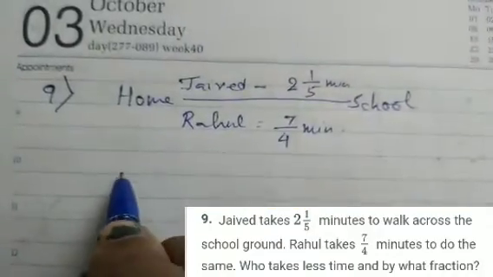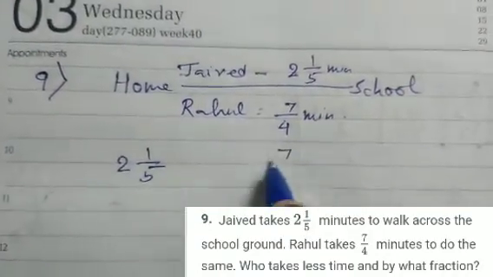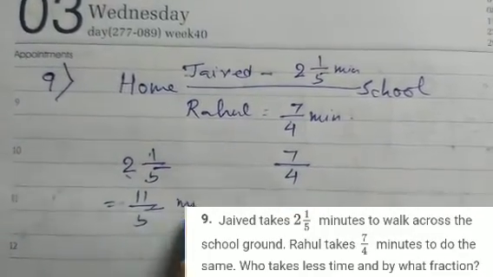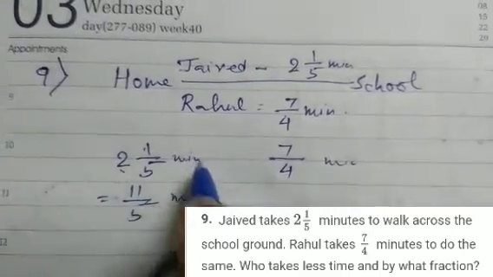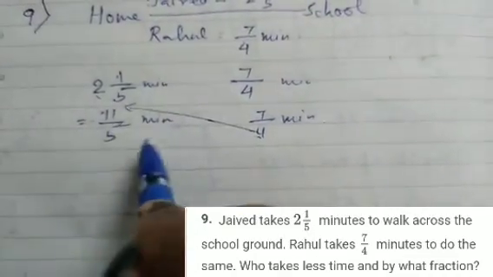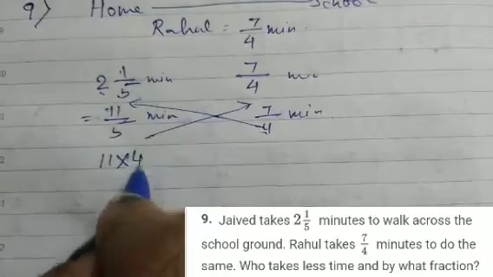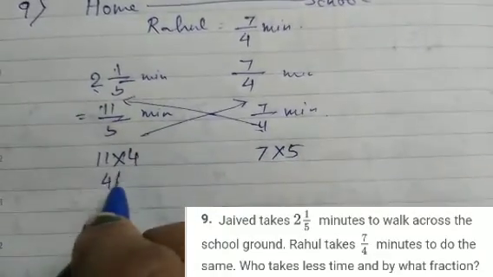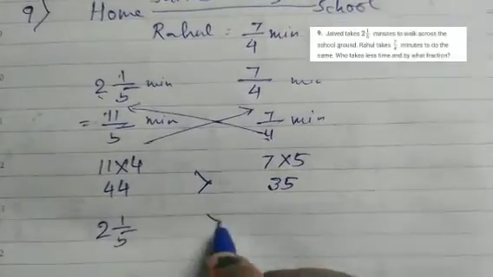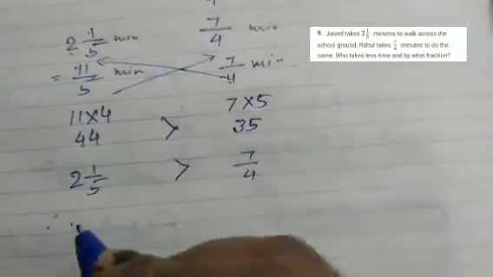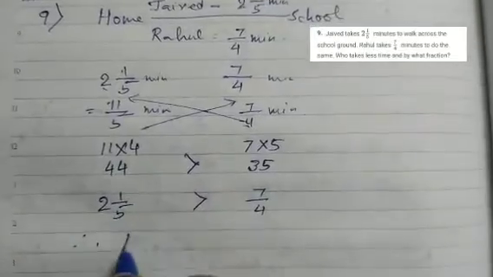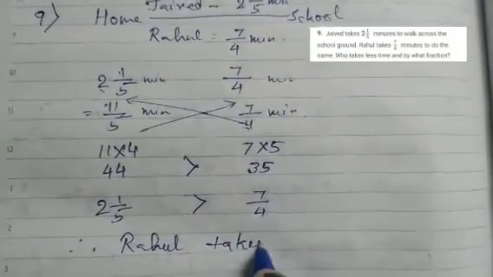Now I have to compare between 2 1/5 and 7 by 4. So 2 1/5 is how much? 5 2s are 10 plus 1, 11. 11 by 5 minutes. So this is 7 by 4 minutes. Right. So now if I have to compare between them, what do I have to do? Cross multiply. 11 into 4, 7 into 5. 11 4s are 44. 7 5s are 35. Which is greater? 44 is greater. So 11 by 5 is greater than 7 by 4. Therefore, question is who takes less time? So I can say therefore Rahul takes lesser time.